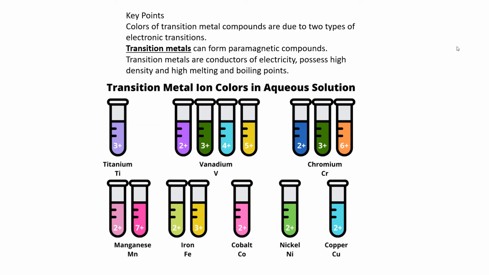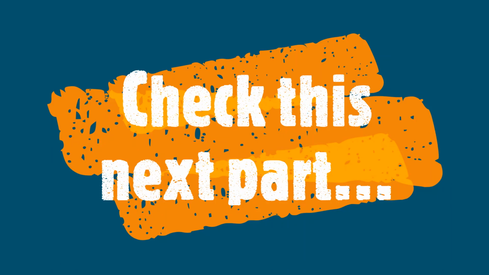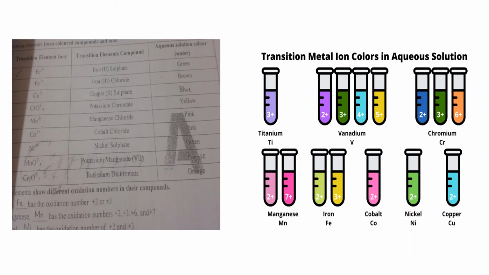So these are some of the colors for the transition metals in aqueous solution. If you look at this chart here, the iron 2 plus would be green. Iron 2 plus is green. Iron 3 plus is more yellowy brown. Copper 2 plus is blue.